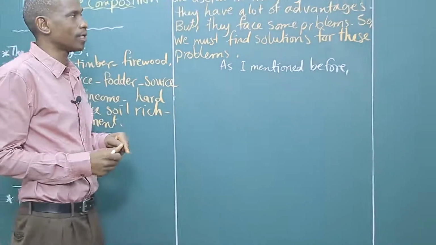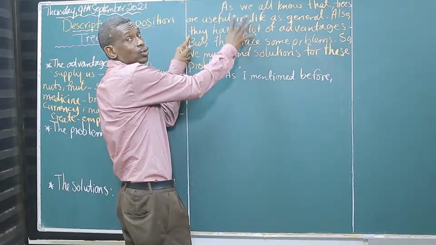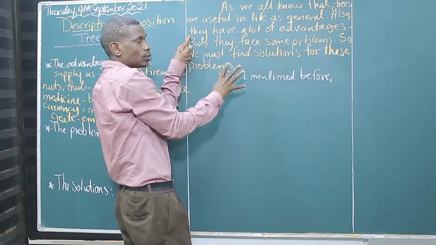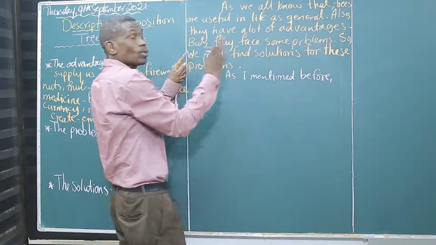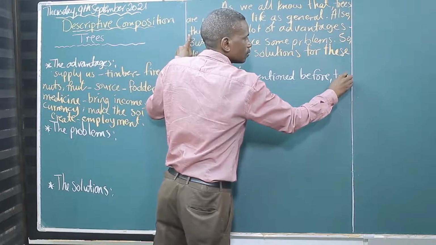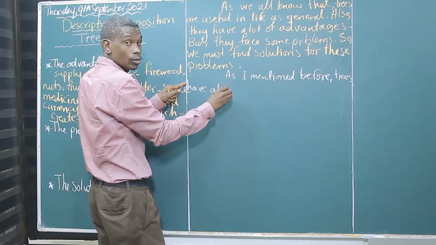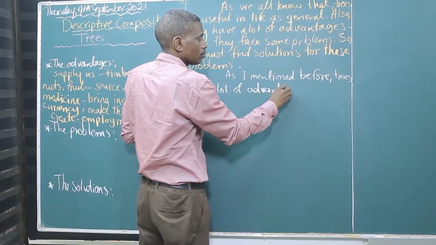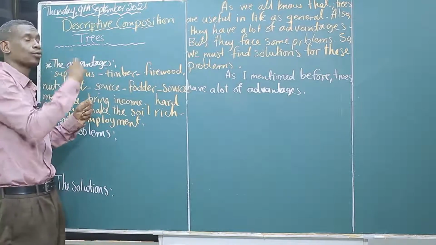So, as I mentioned before, what have I mentioned before? I mentioned before that the topic sentence can be found in the introduction. So each paragraph's topic sentence does exist in the introduction. So as I mentioned before, this is a keyword. What have I mentioned before? Trees have a lot of advantages. Full stop. When I finish a sentence, I put a full stop.